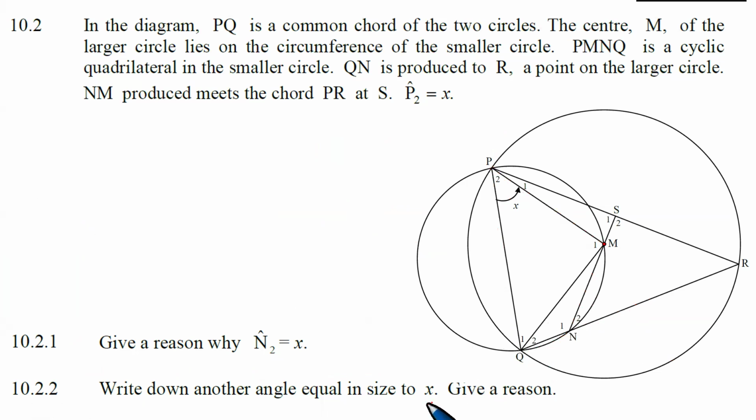Write down another angle equal in size to X. So we already know that this angle N2 is X. The examiner is saying there is another angle equal in size to X. What angle is that? Because N2 is X, P2 is X. The examiner is saying there is another one that is equal to X. Which one is it? And give a reason for this.